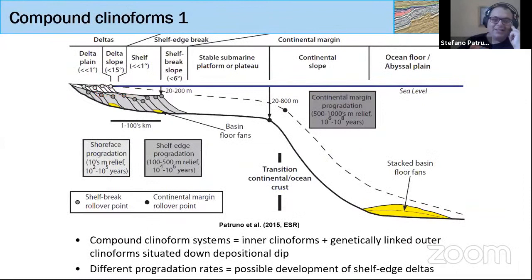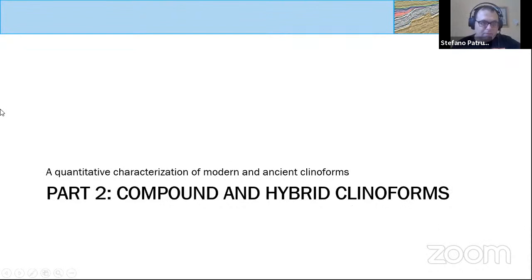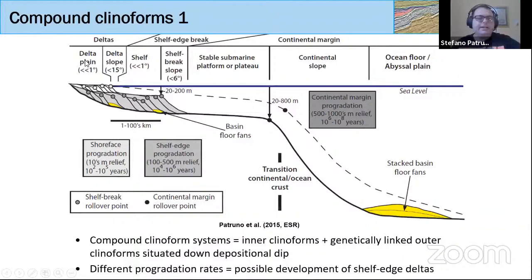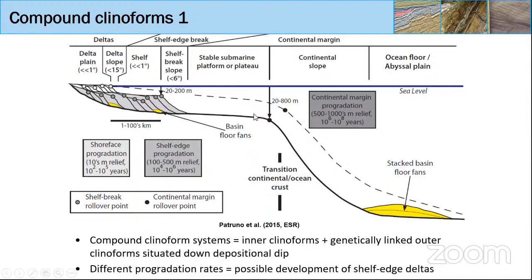So part two is compound and hybrid clinoforms. So what is a compound and what is a hybrid? We go back to this sketch, which was one of the initial publications. There is the delta plane, the delta slope with the shoreline in between, the shoreline point here, the first rollover point. Then there is a shelf or inner shelf, if you want to call it that, shelf edge break, and that is your shelf edge clinoforms. Then there is the stable submarine plateau, and then there is the continental margin clinoforms.